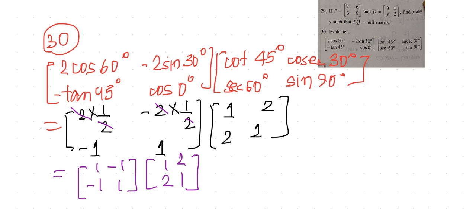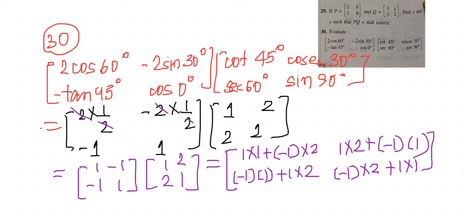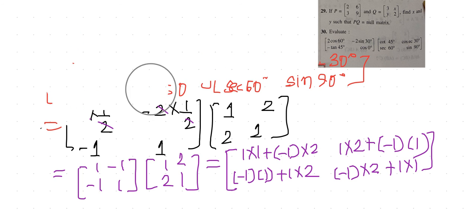Now you need to multiply them. So this will be equal to what, children? 1 into 1, let's write down 1 into 1 plus minus 1 into 2, and then here we will be getting 1 into 2, okay, plus minus 1 into 1. And here what you are getting? Minus 1 into 1 plus 1 into 2. Okay, and here minus 1 into 2 plus 1 into 1. So how much are we getting now? We will just replace the values.